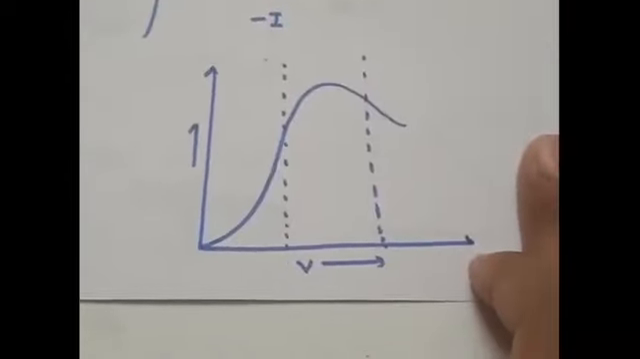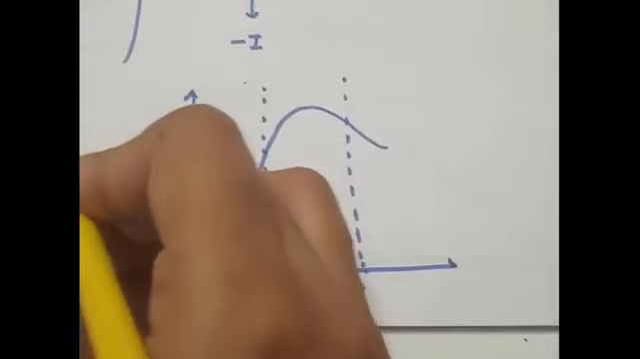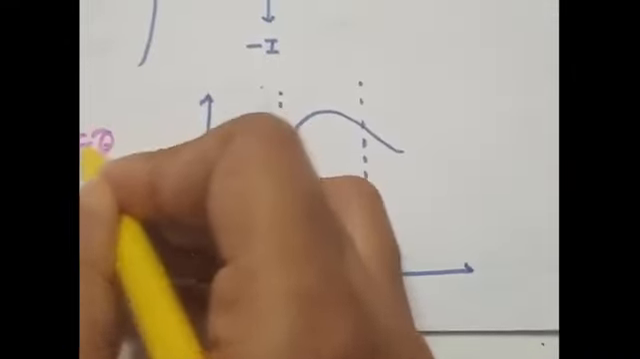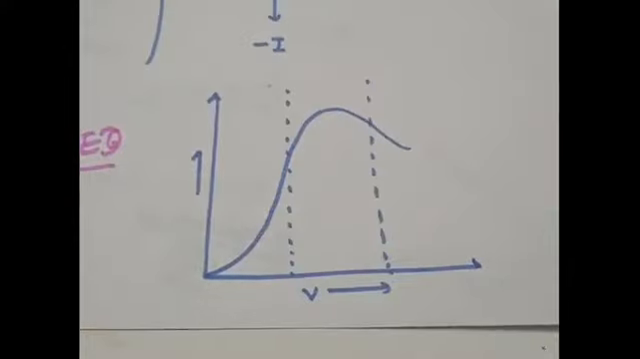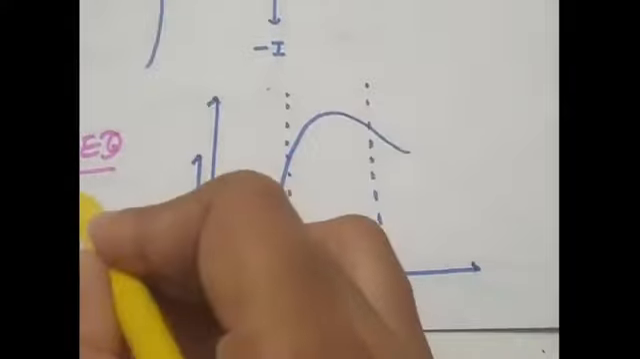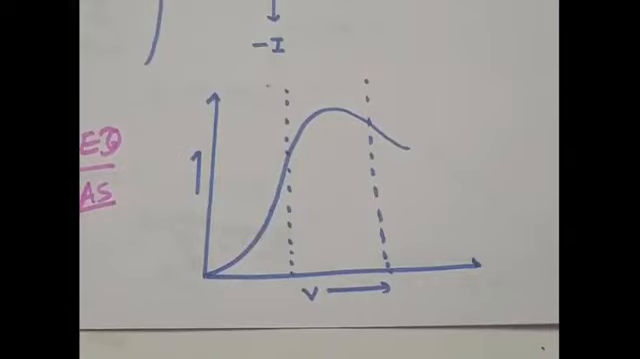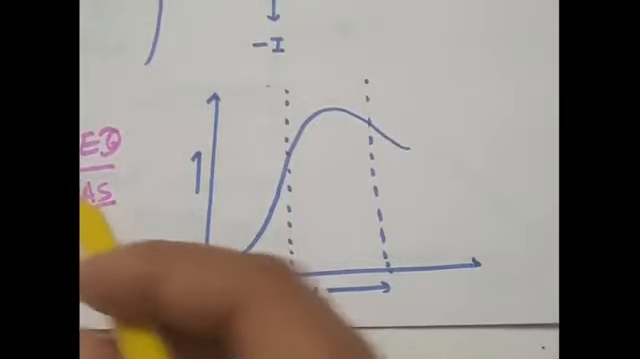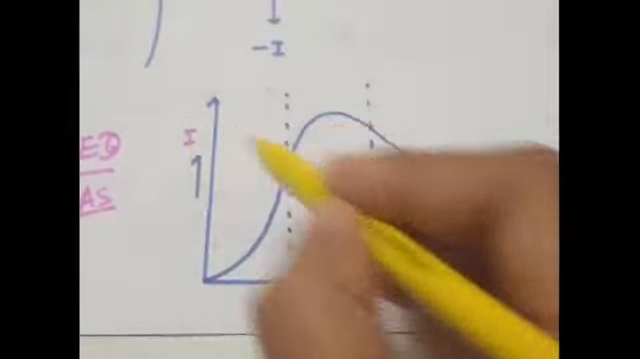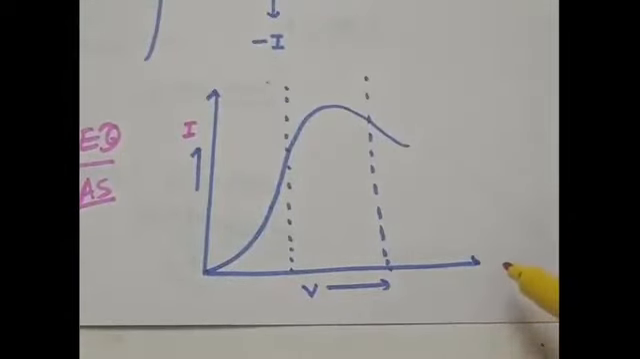Then we have some other materials like LEDs, for example gallium arsenide. These are materials used for LED formation, light emitting diodes. So these devices also do not follow Ohm's law. Here we have different values of current for different values of potential. So we know that Ohm's law is not obeyed in all conditions for all the materials.